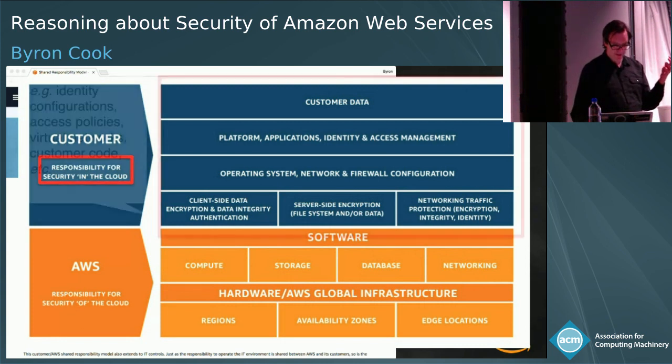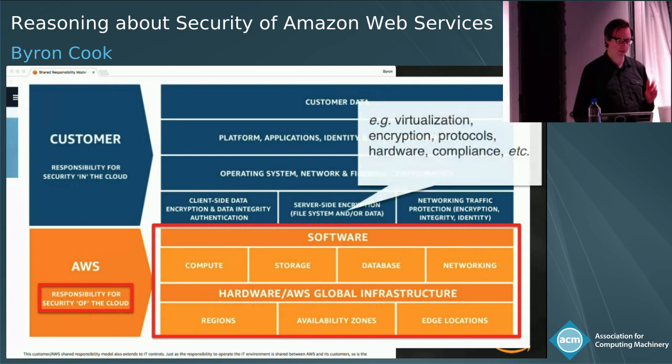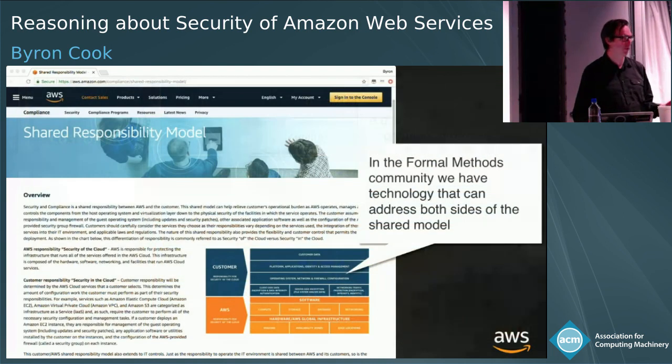And then there's the concept of security of the cloud, right? So we provide the crypto infrastructure, we provide the virtualization infrastructure, we provide the virtual networking APIs, et cetera. And then the question the customers have is, how do you know that the crypto does the right thing? How do you know that the virtualization doesn't have memory corruption errors? And so for those two challenges, formal verification can help in both cases.